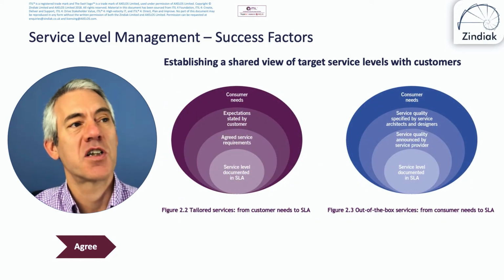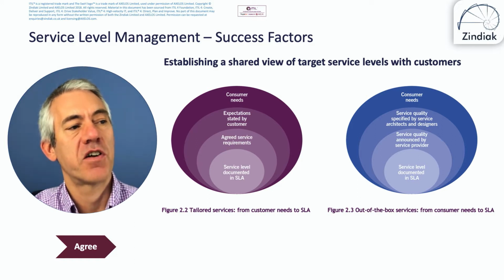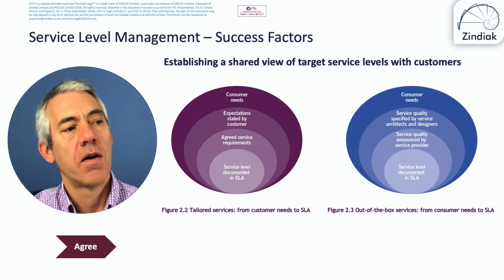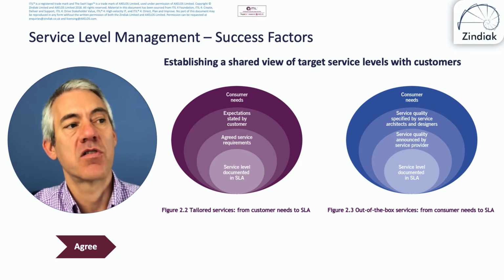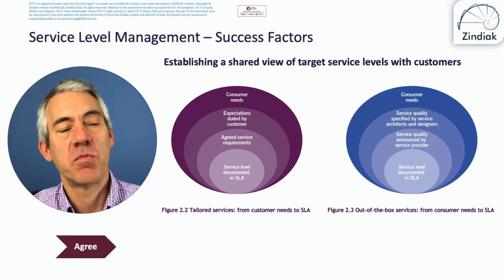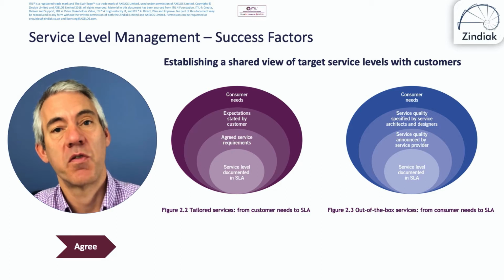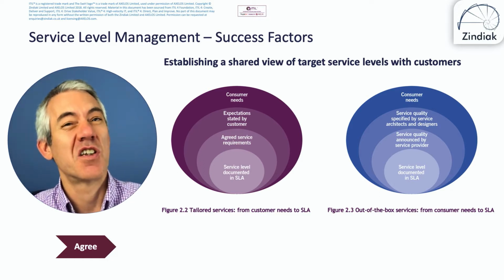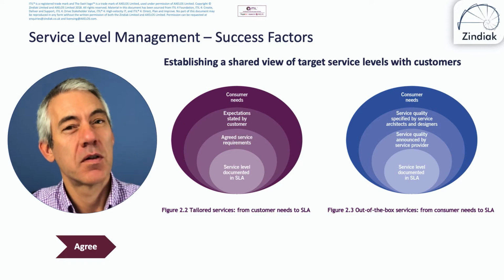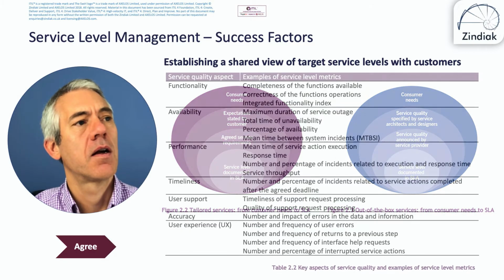So continuing establishing a shared view, we have figures 2.2 and 2.3. Again, it's showing the difference. We're starting with consumer needs and narrowing down to the service level documented in the SLA. But the difference is, for a tailored service, we go expectations stated by the consumer and then agreed service requirements. For out-of-the-box services, we go service quality specified by the service provider, basically by service architects and designers, and then service quality announced by the service provider. So out-of-the-box services, in simple terms, are service provider-led, and tailored services are more service consumer-led, or created together.